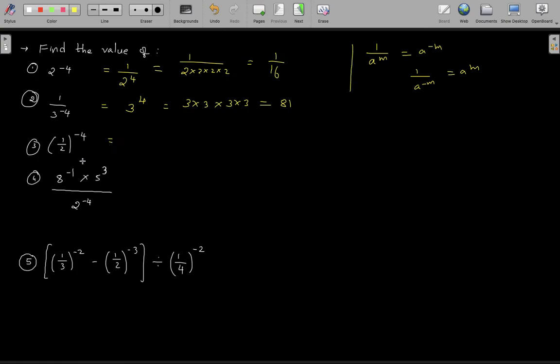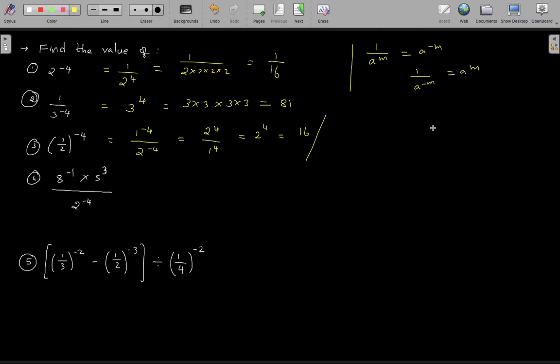Let us look at this problem. Now we have 1 by 2 raised to the power negative 4. That means I can also write this as 1 power negative 4 by 2 power negative 4. Bring the numerator down to the denominator, and the denominator up to the numerator, this will become 2 power 4 by 1 raised to the power 4. 1 power 4 is anyway 1, so your answer is 2 power 4. You can as well leave it here, or you can also write this as 2 power 4 is 16, so your answer is 16.